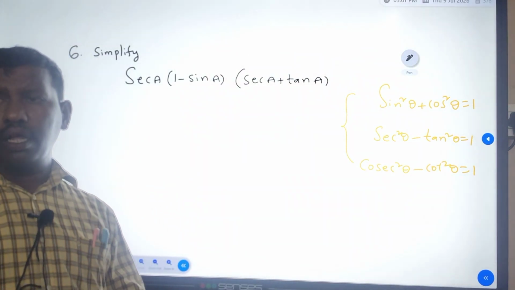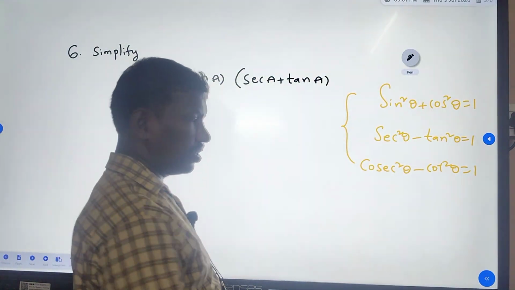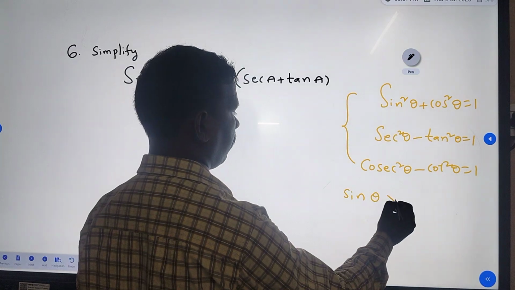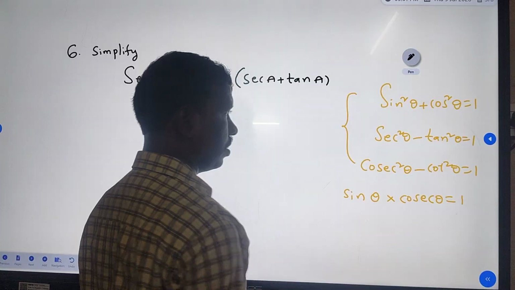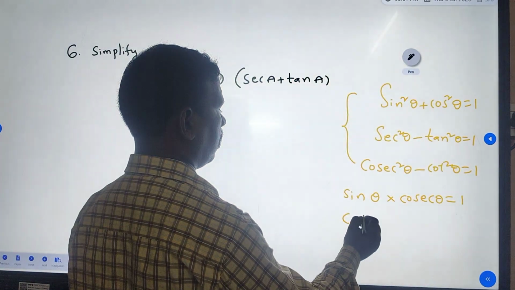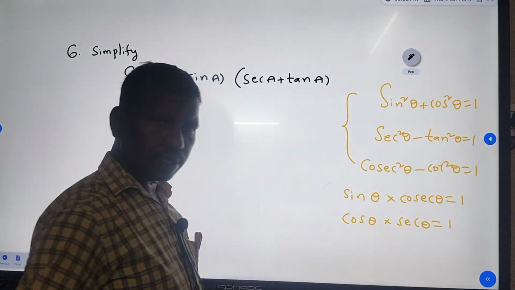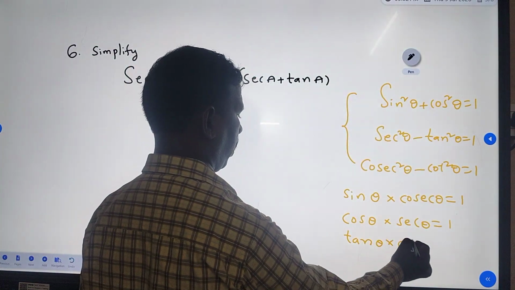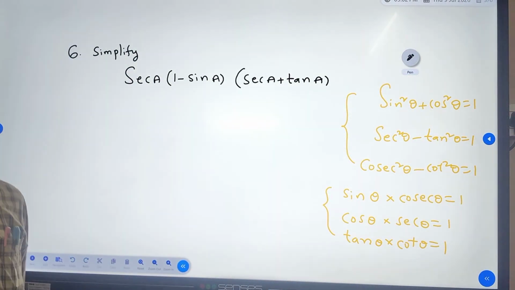Next, what are the reciprocals? First reciprocal: sin theta into cosec theta is equal to 1. Next, what is the second? Cos theta into sec theta is equal to 1. Very good. Next, tan theta into cot theta equal to 1. Very good, excellent. So these are the three identities and reciprocals.